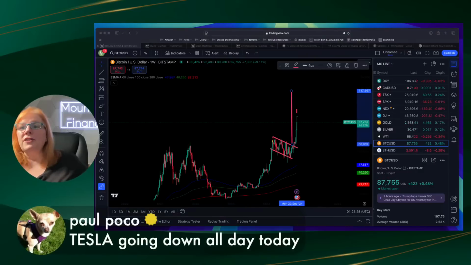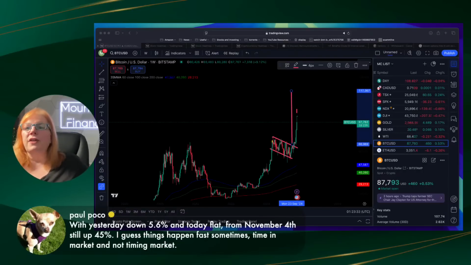Let's see. Tesla going down all day today. Yeah, so an inverse Tesla may have been a good buy today for sure. With yesterday down 5.6% and today flat from November 4th, still up 45%. Yeah, that's not too shabby. I guess things happen fast sometimes. Time in market, not timing the market.